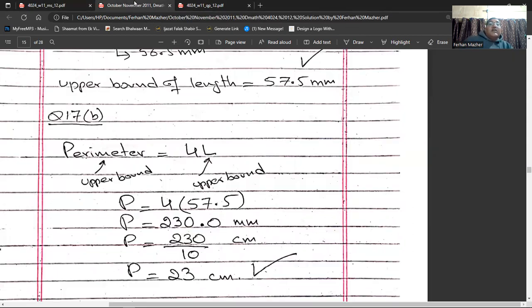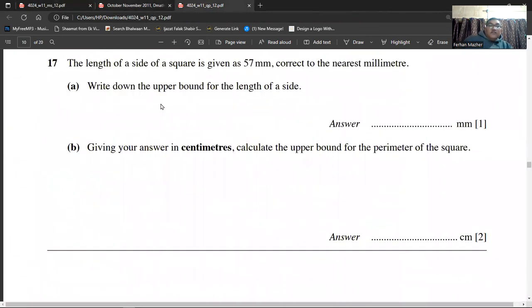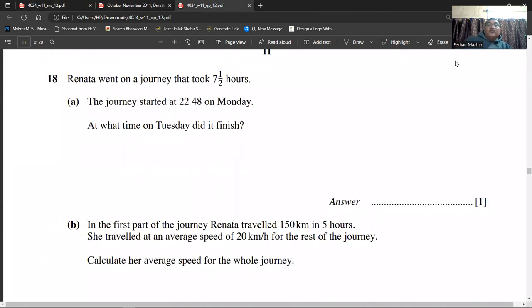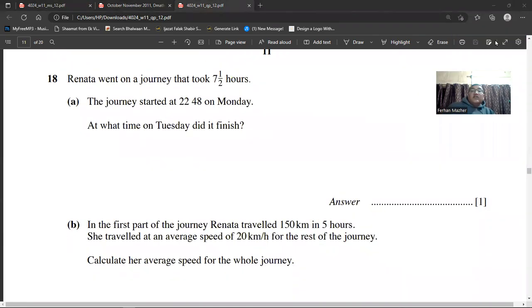So our answer is right. That was question number 17, and now we are going to the next question, question number 18. So, my dear students, we are now on question number 18.